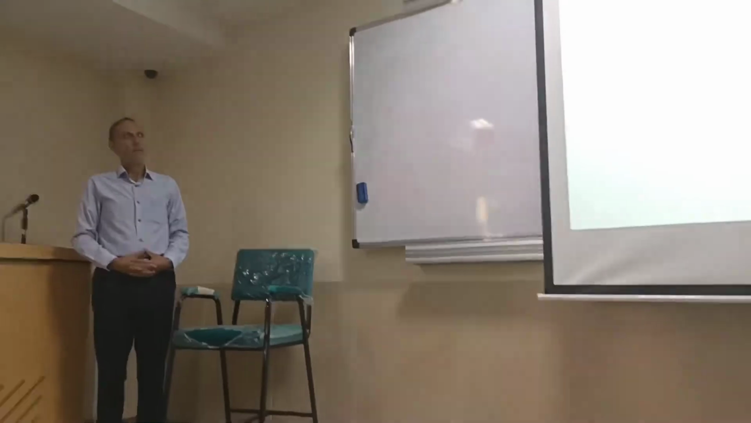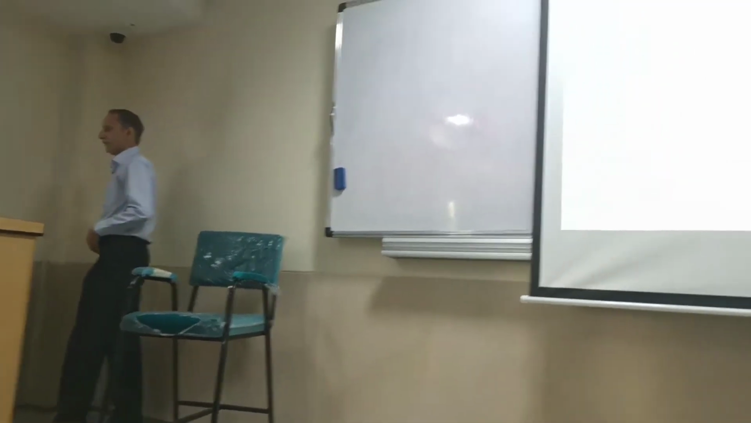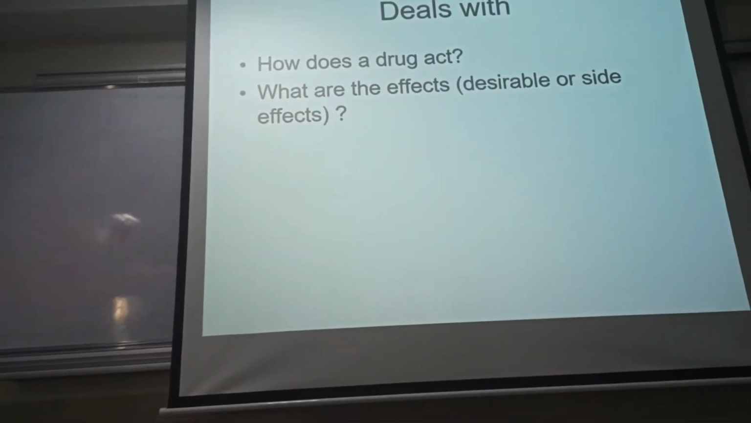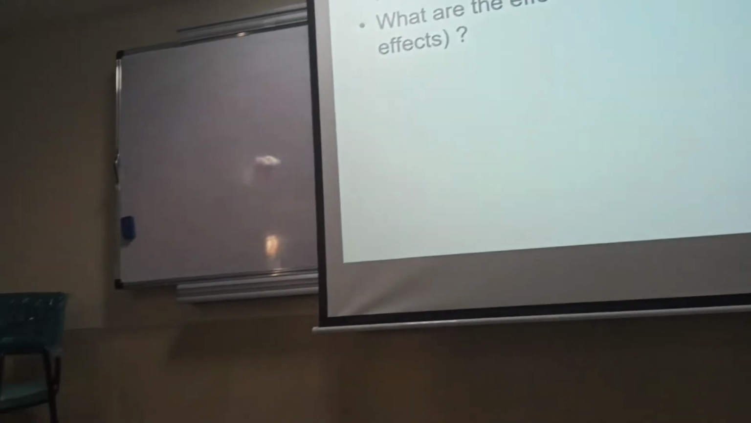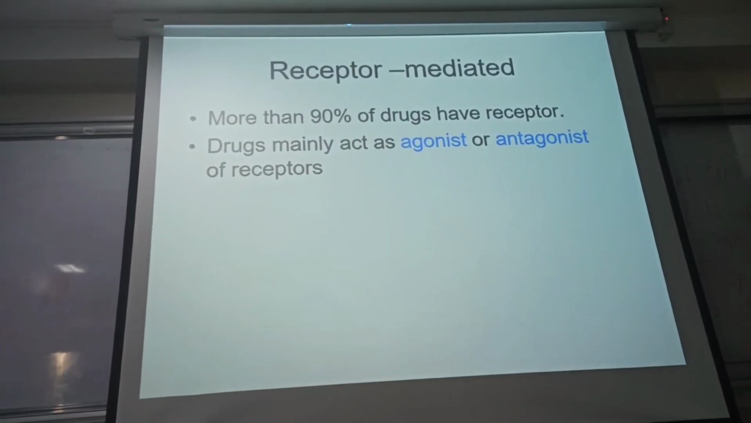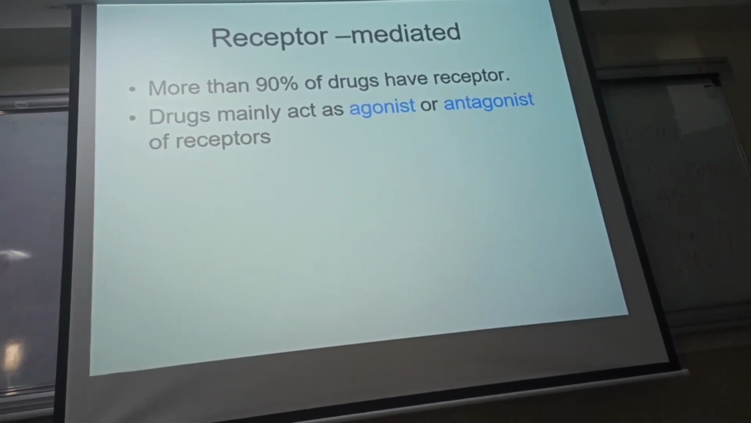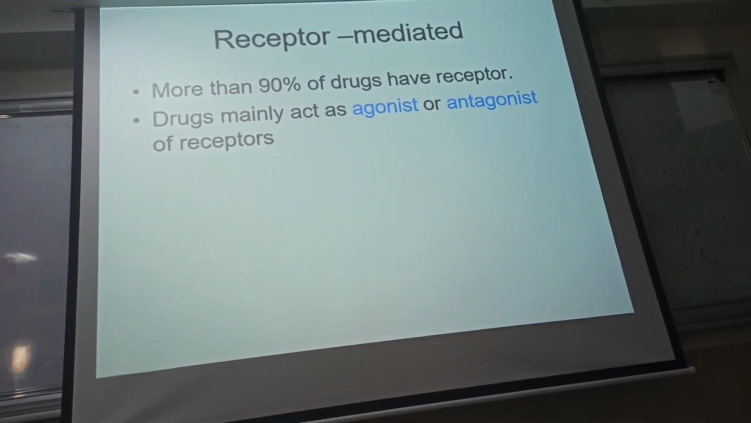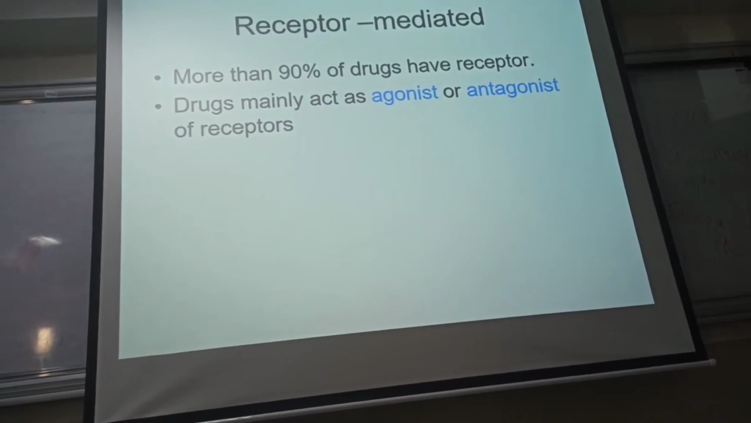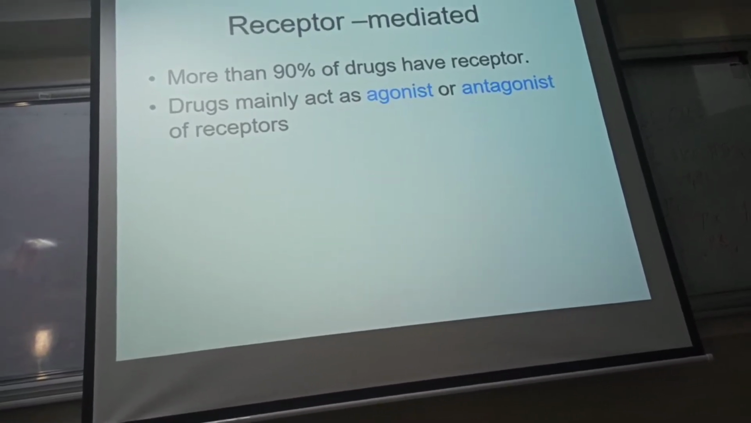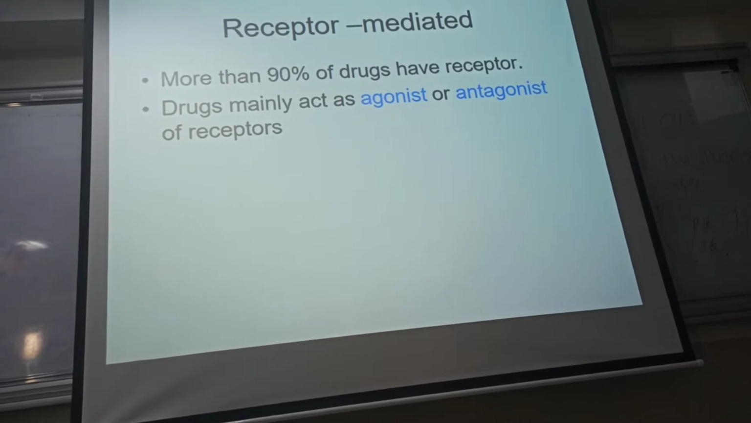Pharmacodynamics deals with how a drug acts, or in other words, the mechanism of action. Also, what are the effects: the desirable or therapeutic effects, or side effects, adverse effects, unwanted effects. In most cases, more than 90% of drugs have receptors. And drugs mainly act as agonists or antagonists on receptors.